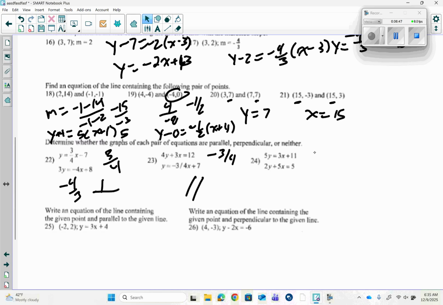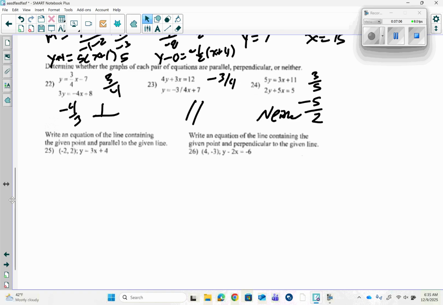These, if I solve for y, I'm going to get 3/5 for the top slope. On the bottom, I'm going to subtract 5. And so this one is neither, because the slopes are not the same or opposite reciprocals. So you're solving for y on each of those, looking for what's attached to the x for the slope.